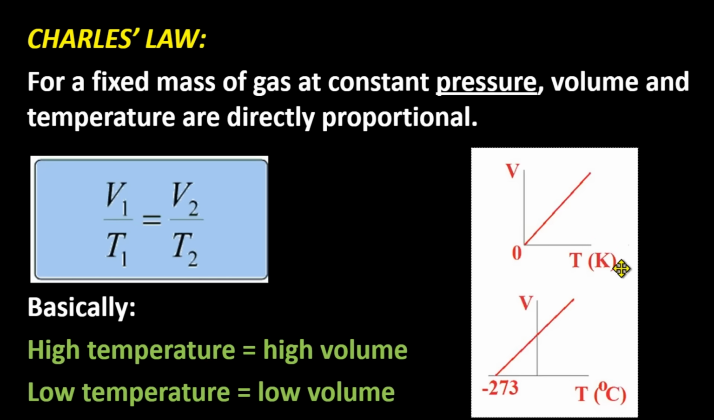Note that in the top graph, the temperature is in Kelvin. So when the temperature is 0, which means absolute 0 in this case, the volume is going to be 0 or near 0. And in this one here, where the temperature is in Celsius, the volume is going to be 0 at minus 273, which is the same as 0 Kelvin.